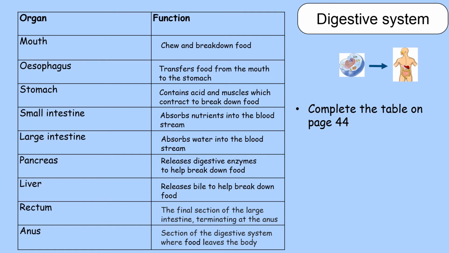So at this point, all the nutrients have been absorbed into the bloodstream from the small intestine, and any of the liquids, any of the water, has been removed in the large intestine and is going into the bloodstream. And then what's left, the undigested food, leaves the body at the anus.